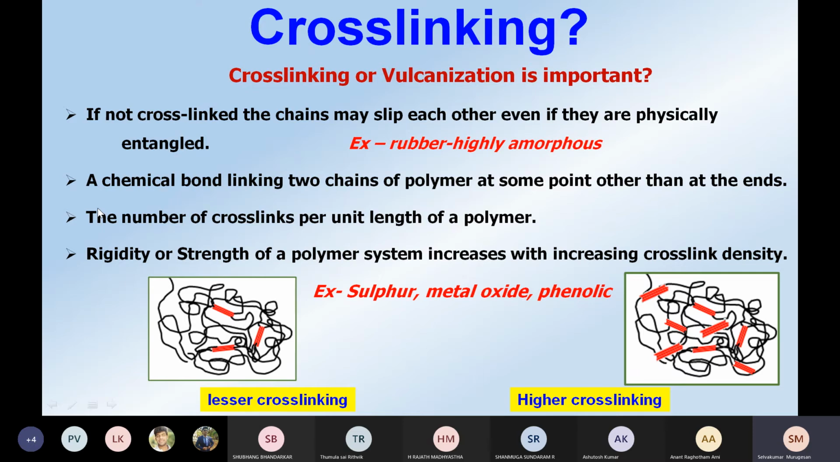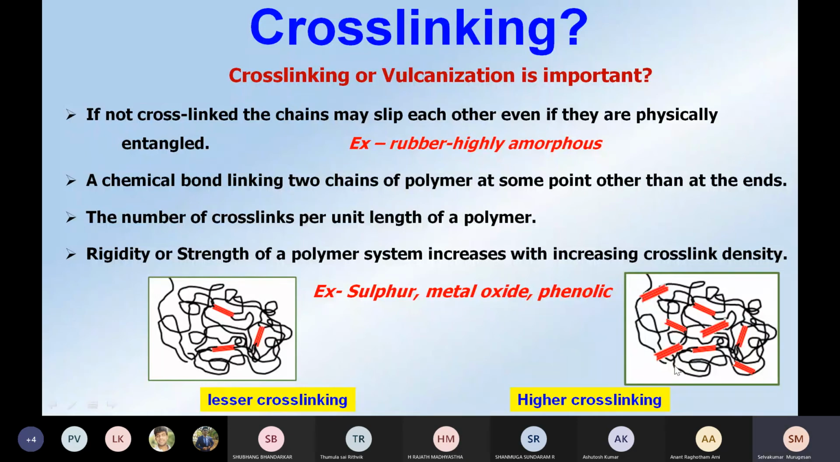So that's the reason we introduce some sort of bridging between the two polymer chains, to make sure that they do not slip past each other. So, the chemical bond linking two chains of polymers at some point rather than at the ends. That means we are introducing these bridges between the chains, not at the ends.